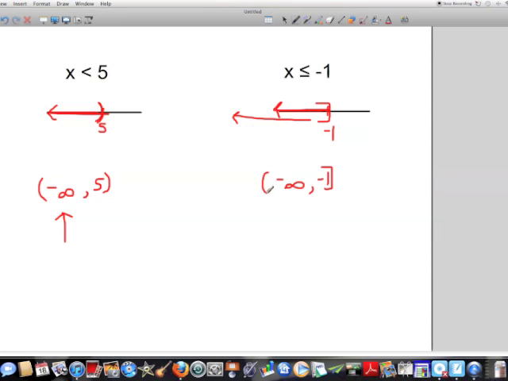A common mistake on these intervals is to try to make an interval something like this, (4, negative infinity). There is no way this is possible. You cannot have a positive number to the left of a negative number. That's just not possible. So don't make that mistake. Keep in mind, less than will have negative infinity to lead the interval.